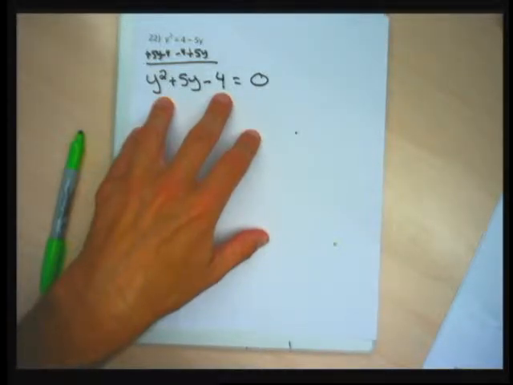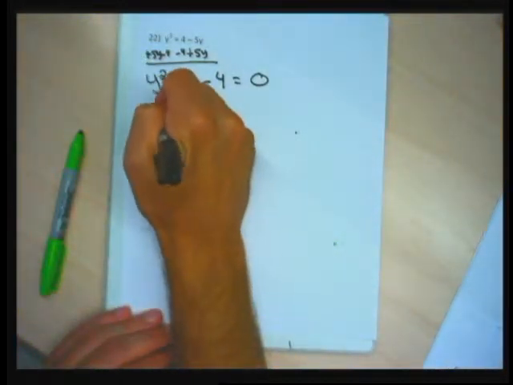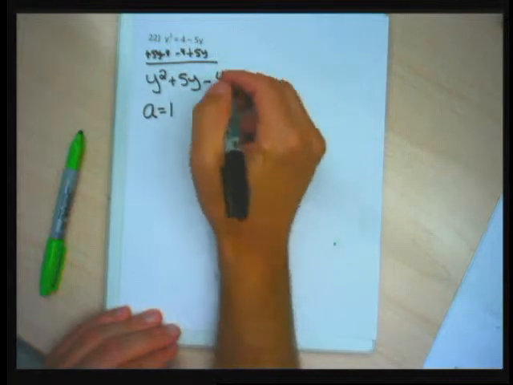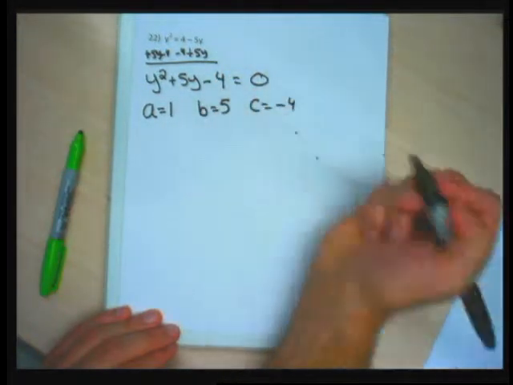The number without the letter should be last. But if you wrote it backwards, you can still get it right if you get the right A, B, and C. In this problem, the A should be 1, the B should be 5, the C should be negative 4.